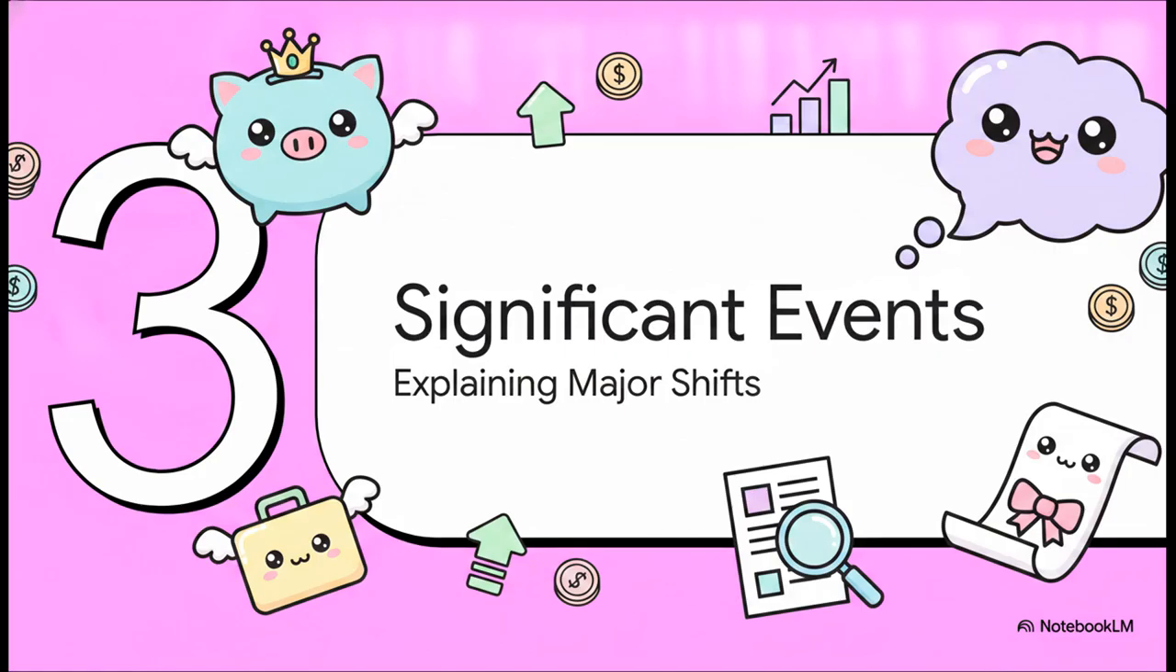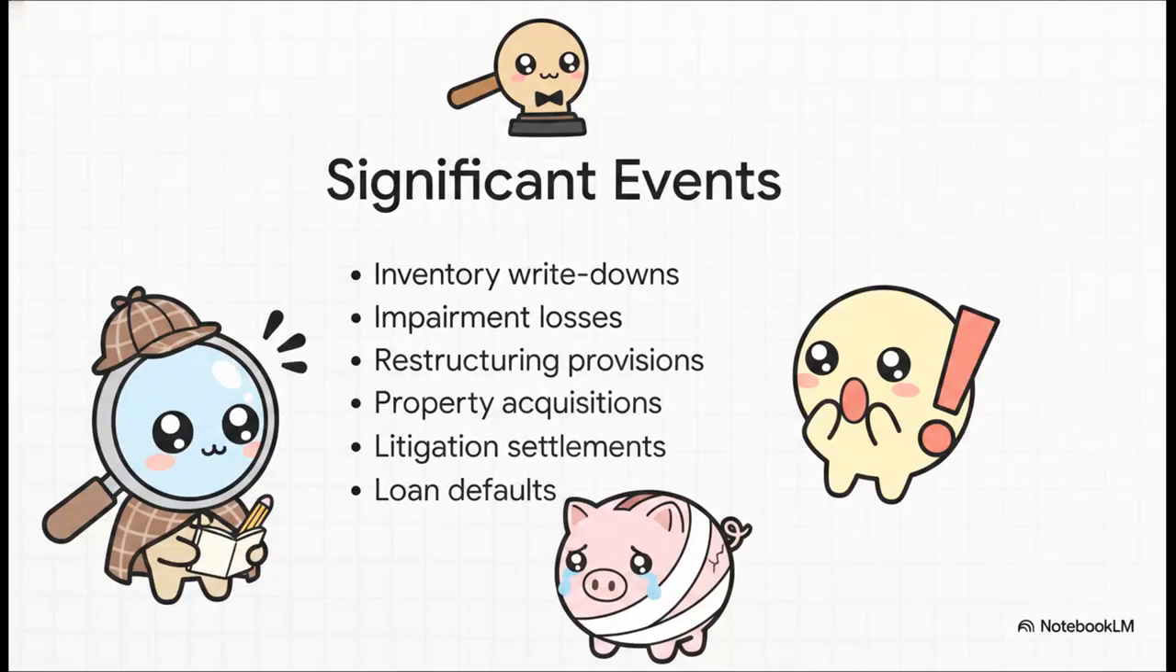Moving into Section 3, highlighting significant events. What actually qualifies as a significant event worthy of telling your investors about? The standard gives us a fantastic list of major shifts that absolutely demand an explanation. Think about things like inventory write-downs, recognizing impairment losses on financial assets, or reversing restructuring provisions. Have you had major acquisitions or disposals of property? You've got to explain those. Same goes for high-stakes drama like litigation settlements or any unremedied loan defaults.